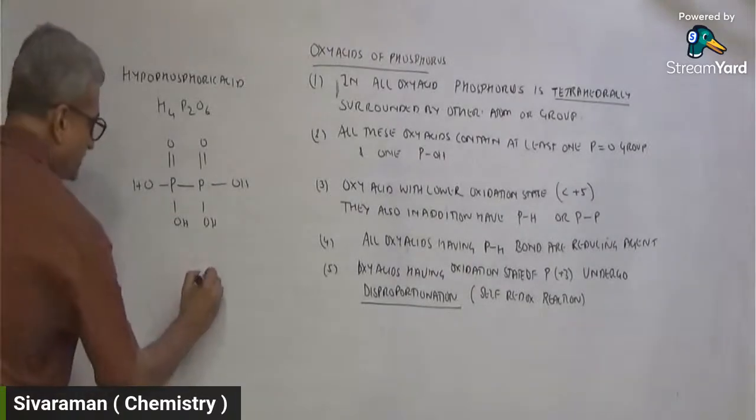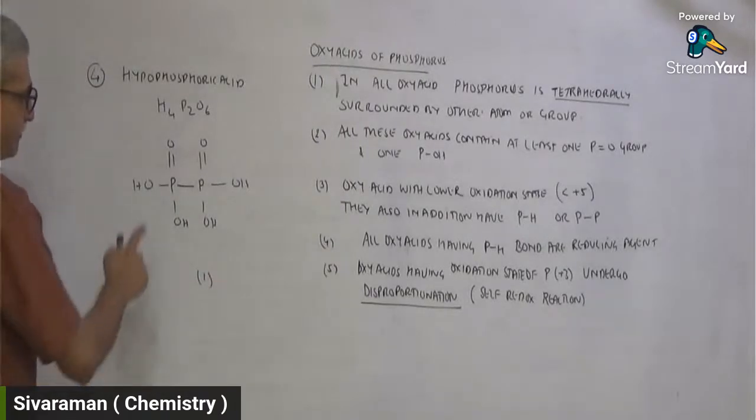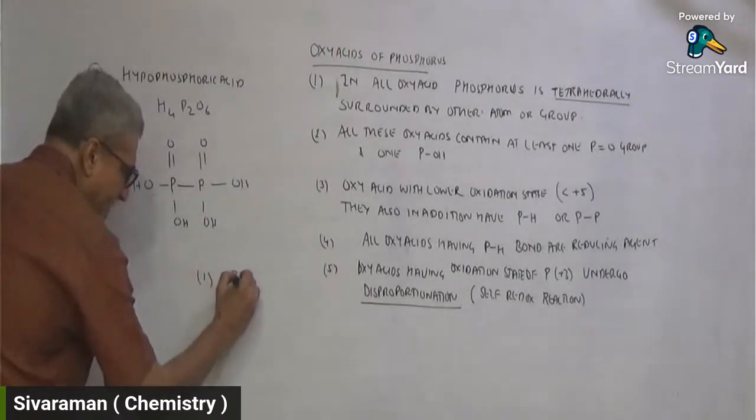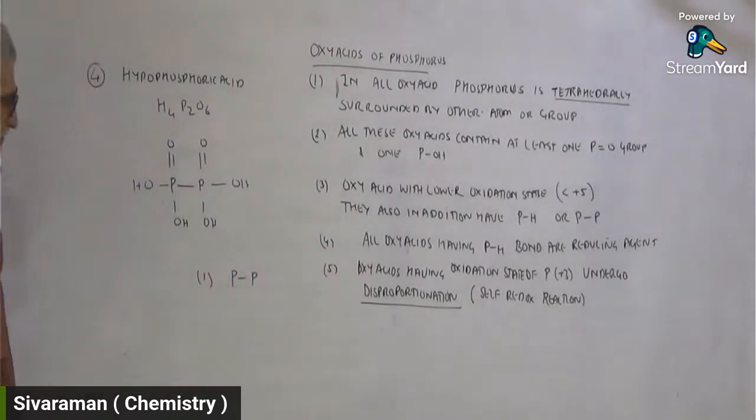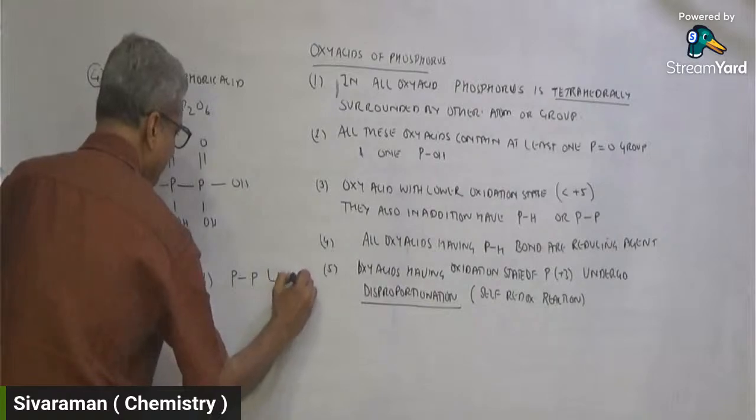Let's talk about first. It has a PP linkage. So hypophosphoric acid has a PP linkage.